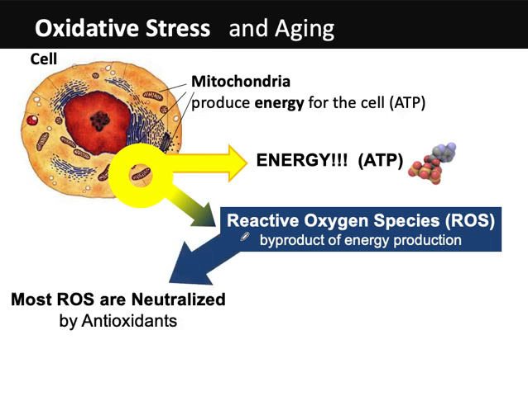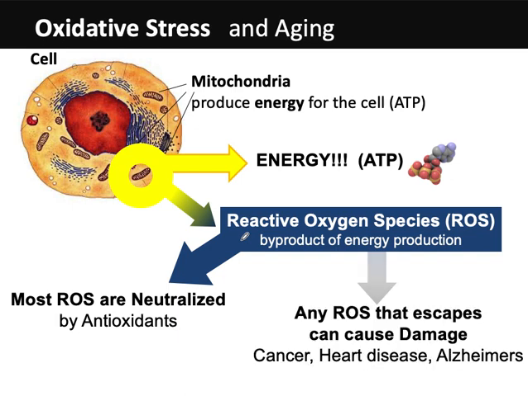And so most ROS are neutralized by antioxidants. However, any ROS that escapes can cause damage and can contribute to things like heart disease, Alzheimer's, cancer, and bad things of that nature. And so here again, we have a link between energy and aging. This is kind of like the most proximate mechanism at the cellular level.